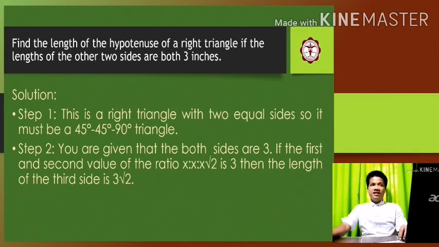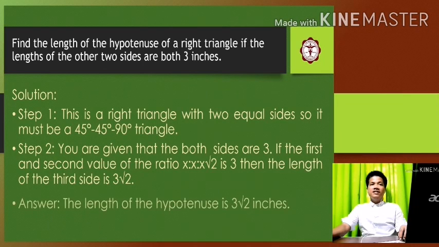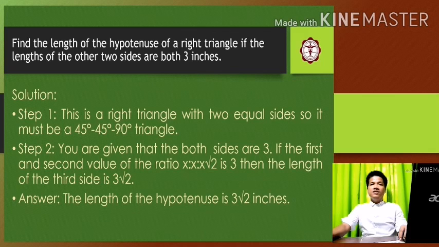If the first and second value of the ratio x is to x square root of 2 is 3, then the length of the third side should be 3 square root of 2. Therefore, the answer: the length of the hypotenuse is 3 square root of 2 inches.